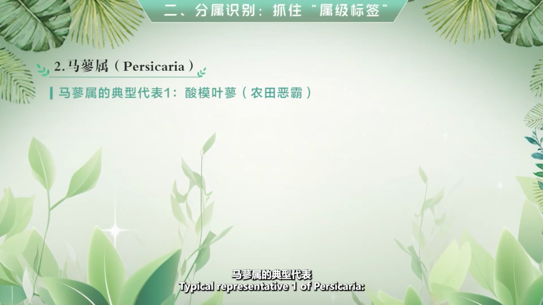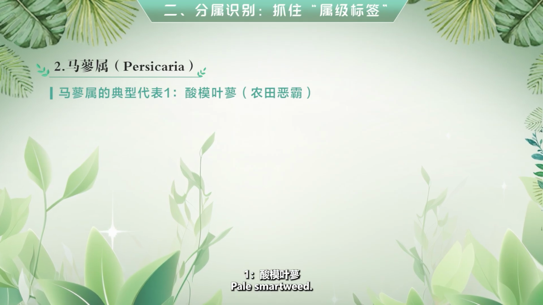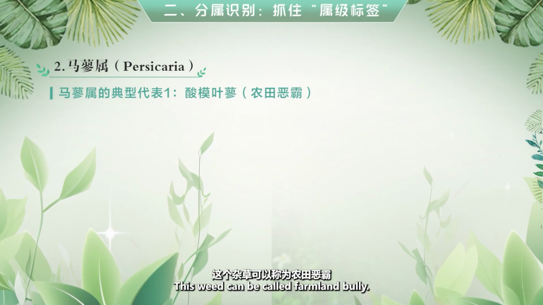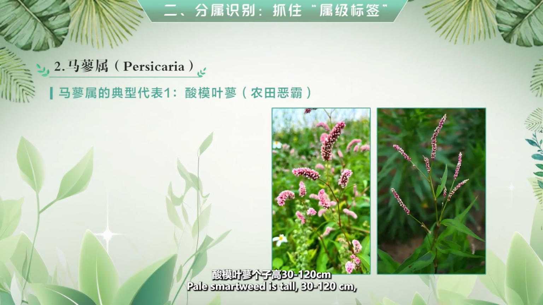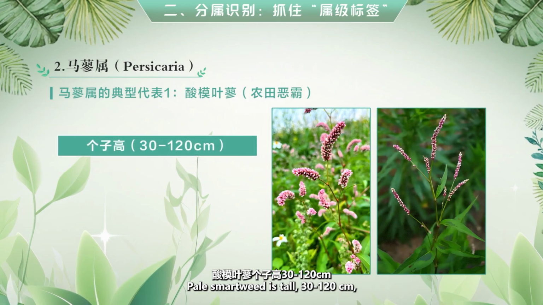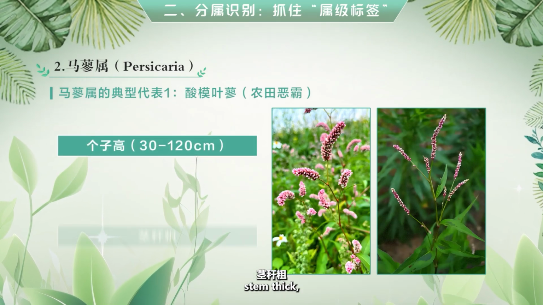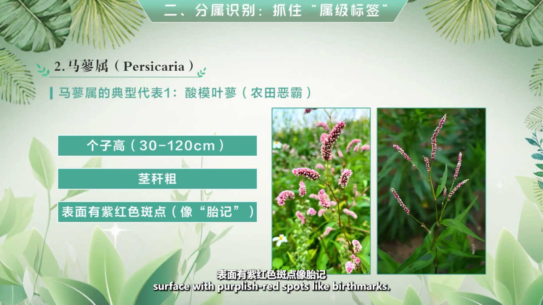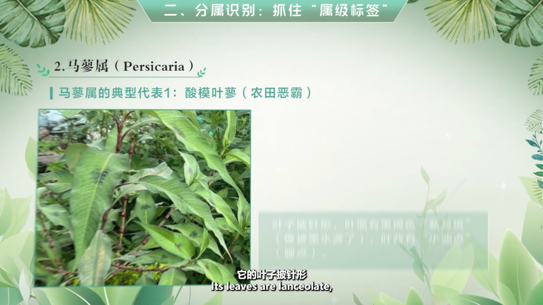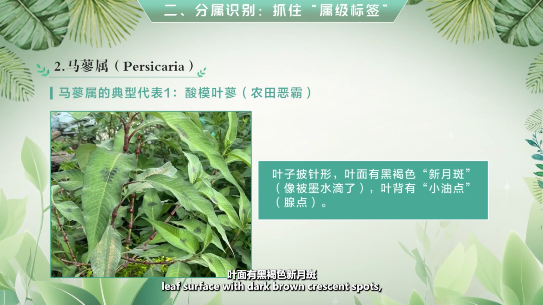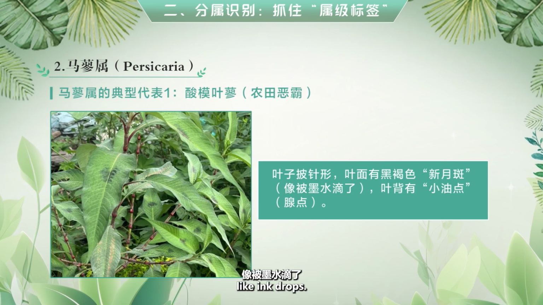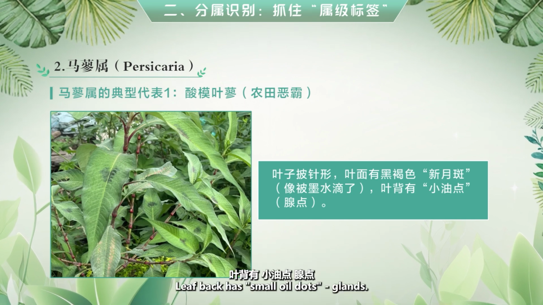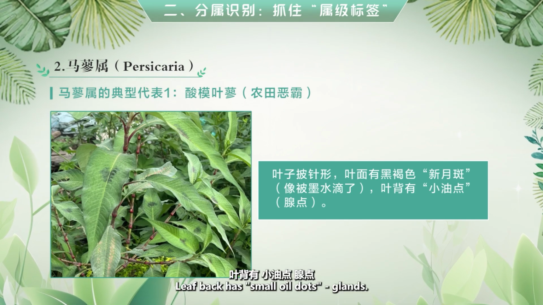Typical representative one of Persicaria, pale smartweed. This weed can be called farmland bully. Pale smartweed is tall, 30 to 120 centimeters, stem thick, surface with purplish red spots like birthmarks. Its leaves are lanceolate, leaf surface with dark brown crescent spots like ink drops. Leaf back has small oil dots, glands.